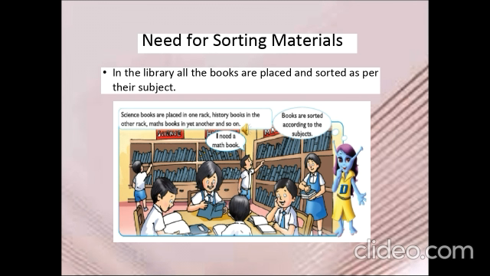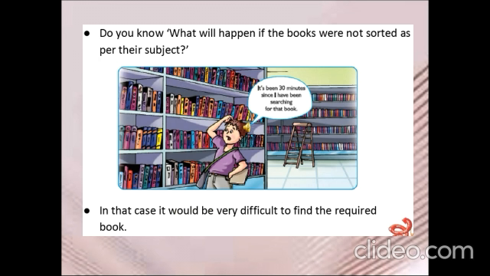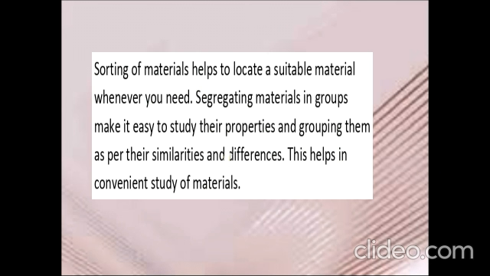Then why do we need to sort the materials like this? In order to arrange the materials in a proper way, we need to sort them. Sorting of materials helps us to locate a suitable material whenever we need it. We can also take the required material from a particular place when we sort the materials in order, so that we can find the particular material or object in the easiest way. For this reason we are sorting the materials, right? Segregating materials in groups makes it easy to study their properties, and grouping them as per their similarities and differences helps in the convenient study of materials. For this reason we are sorting the materials, right?